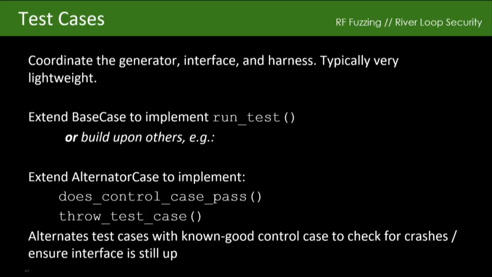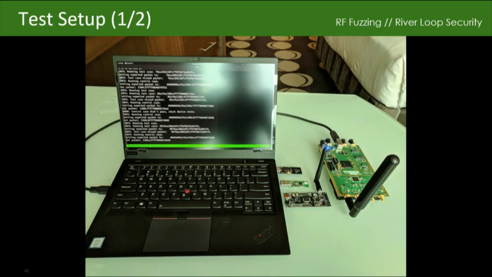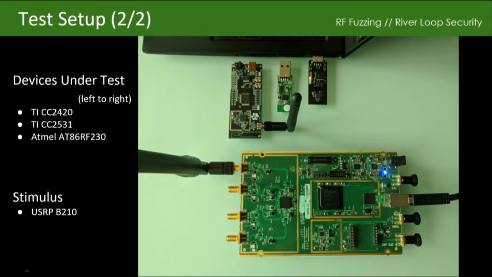Cool. So we're going to show you a quick demo of TumbleRF in action, going after some certain physical layer characteristics in the 802.15.4 protocol. So this is what the test setup looked like. We're going to show a recorded video demo at DEF CON's request. So here's a laptop that's running the TumbleRF framework, just running it natively. And hooked up to it are a series of dev boards. So we have three devices under test that we looked at.